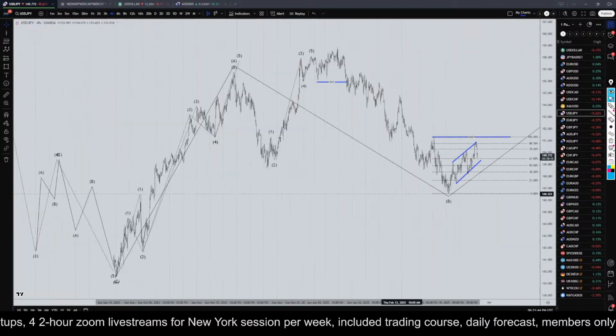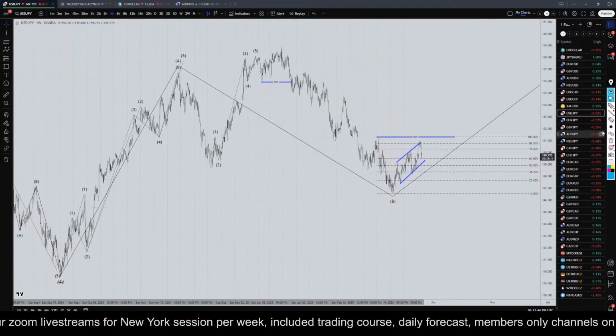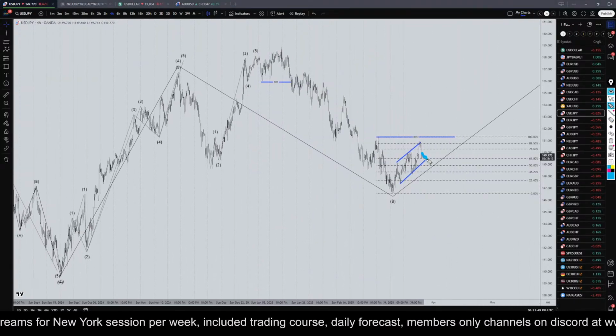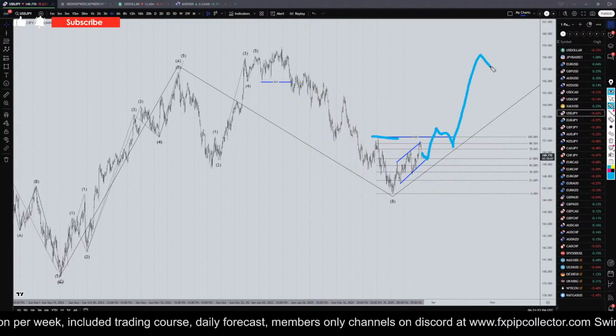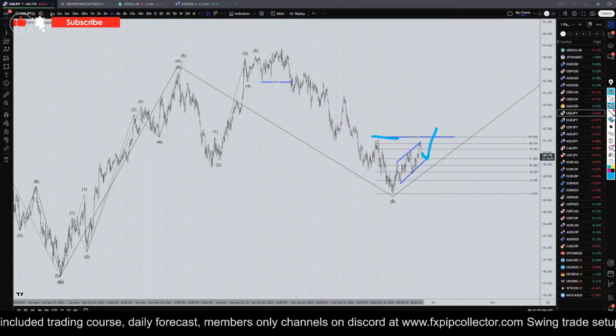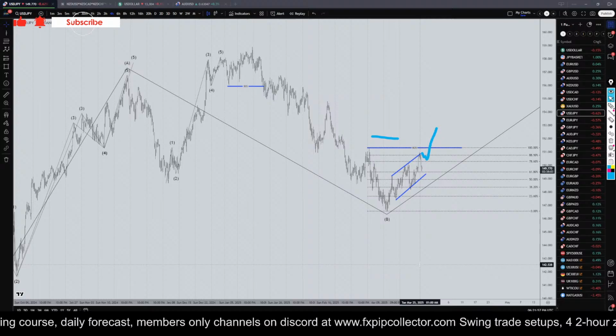Long story short, I think we're back into an uptrend. I think we're going to go down and then up. I think we're going to break structure, then probably make another pullback and start an uptrend, a higher high, higher low series, probably on the daily time frame.